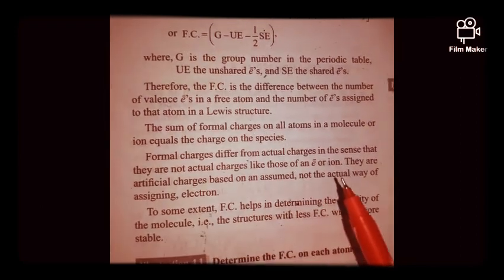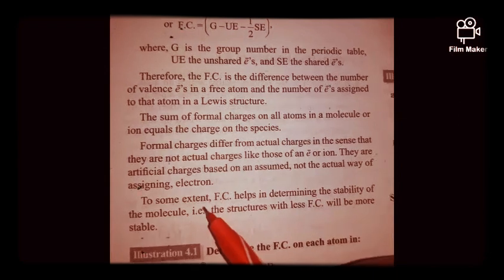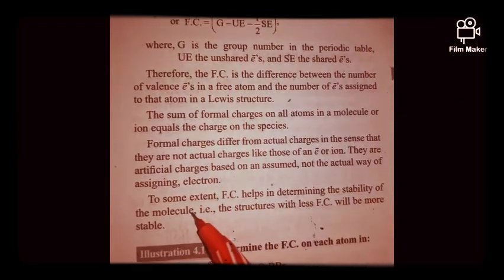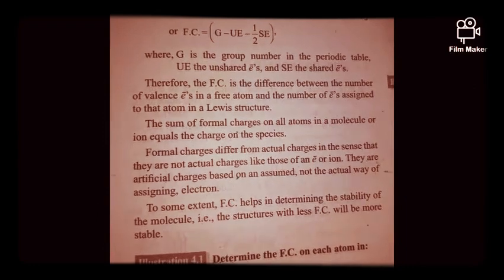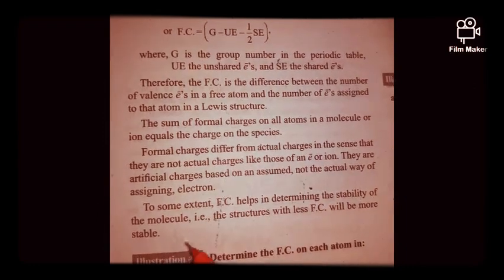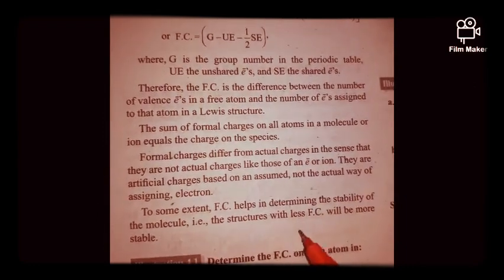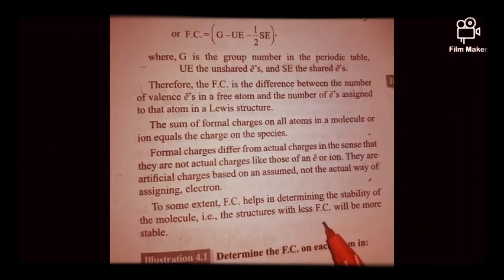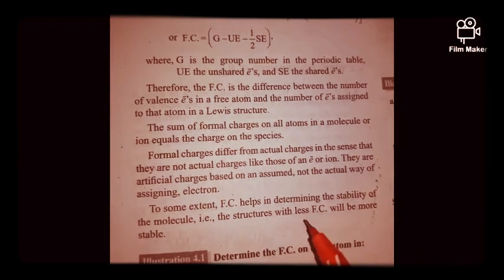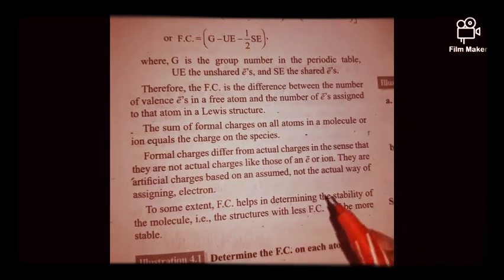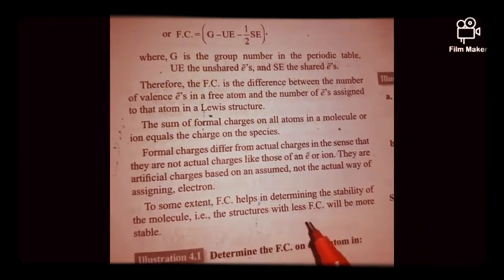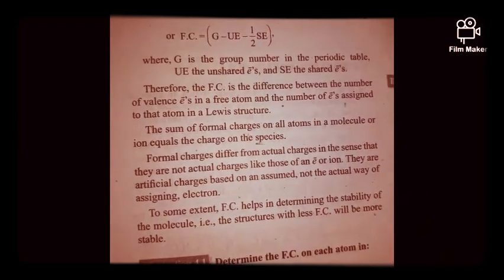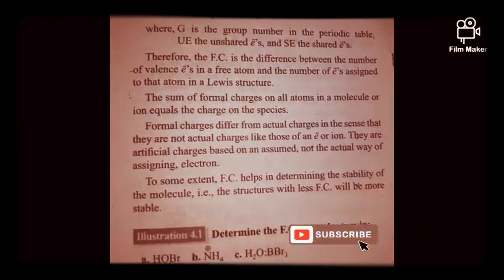Next, to some extent formal charge helps in determining the stability of the molecule. This formal charge is used to determine the stability of the molecule. A structure with less formal charge will be more stable. This point we have to remember, friends. A structure which has a lower formal charge is said to be more stable. So formal charge is inversely proportional to stability. This point we have to remember. Now let us look at some of the molecules.